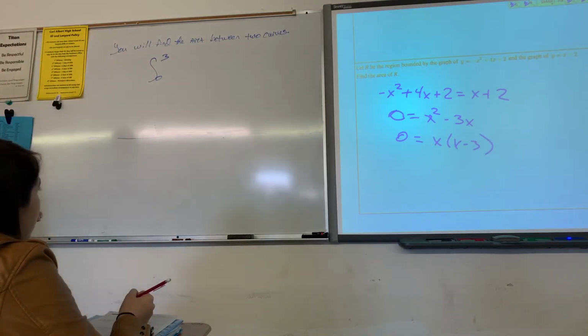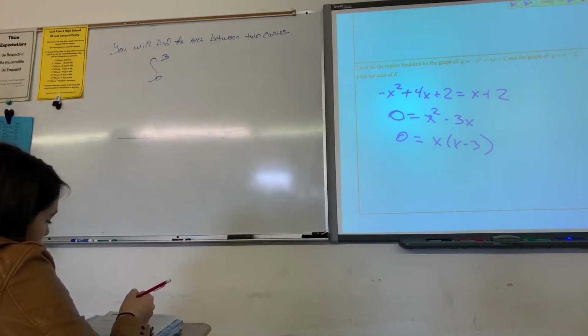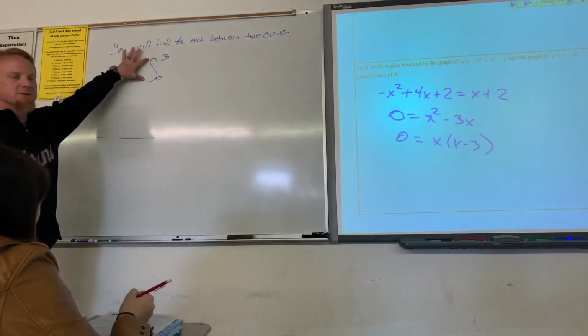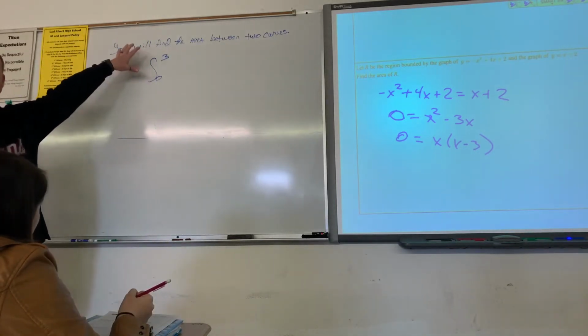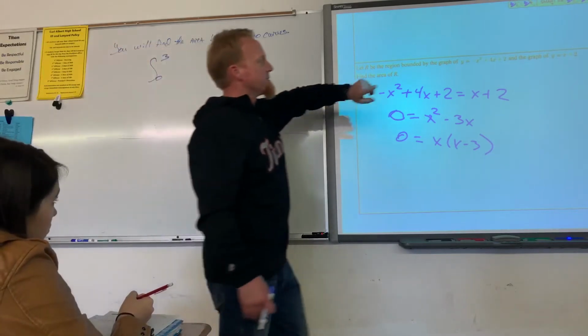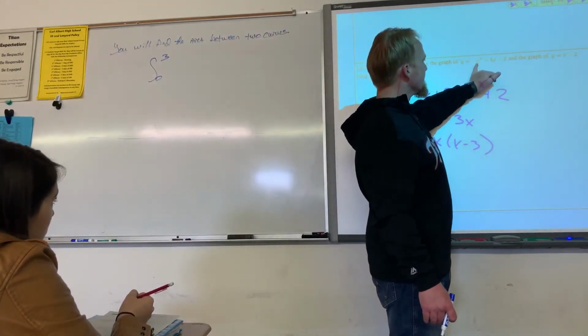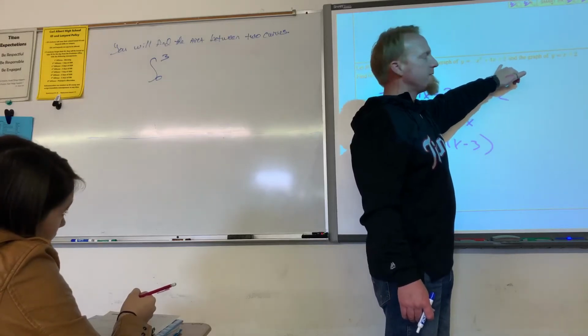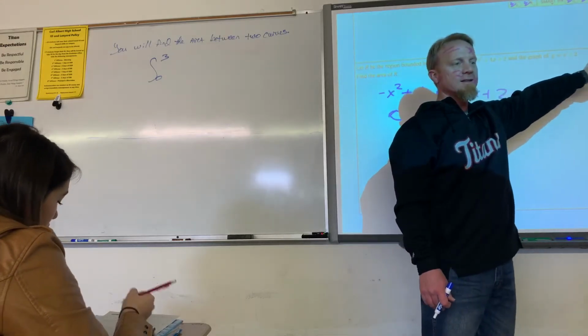Alright, what do I need to determine next? Which one's on top? Advait, how am I going to determine which one's on top? Plug in a point. So I need to plug in a point between 0 and 3. Easiest one to plug in is 1. So if I plug in 1, I'm going to get -1 and 4, which is 3. 3 plus 2 gives me 5. Plug in 1 there, I get 3.